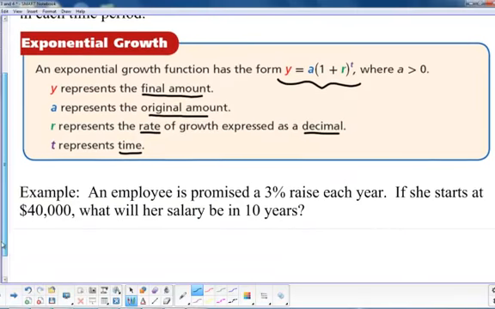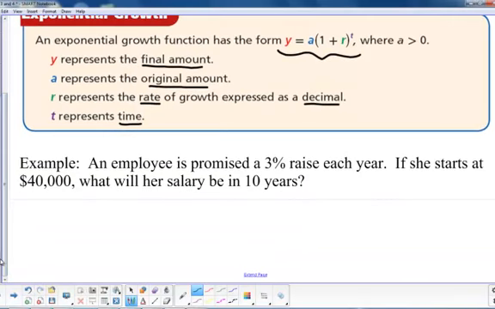So if we do a sample problem here, an employee is promised a 3% raise if she starts at $40,000. In 10 years, what would her salary be? That would be initial amount, which is $40,000, and the percent increase, 3%, is 0.03. So that's 1 plus 0.03. You could write that as 1.03 right away.